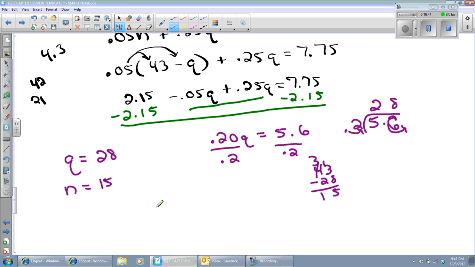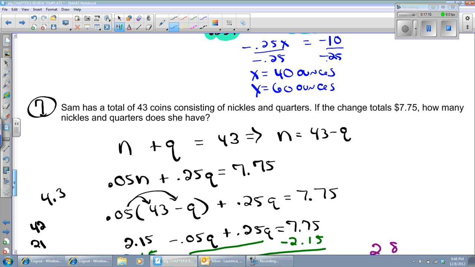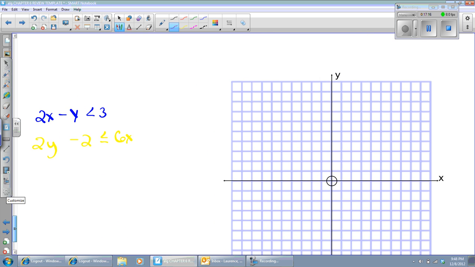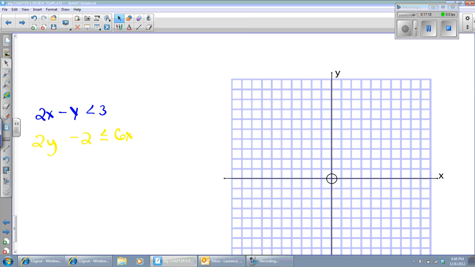Now I can check myself. Quarters are 25 cents apiece, so 28 times 25 cents, well, that would be $7, right? Now 15 nickels, and each nickel is 5 cents, so that looks like it's going to be 75 cents. And 75 cents and $7 is $7.75. Silly. All right. Last problem for this review.